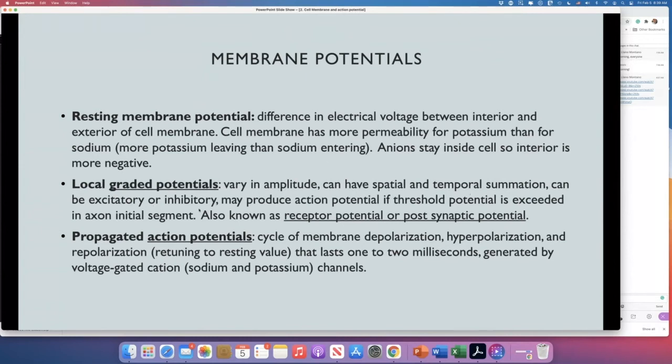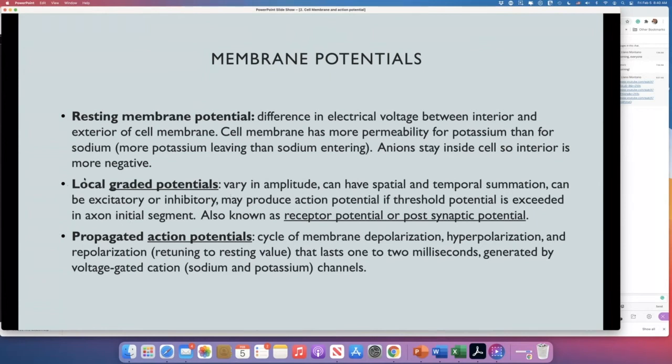This can be excitatory or inhibitory. When they are excitatory, we can use another word for excitatory: they can be depolarizing. We're going to see why. We're going to see examples in a little bit. Or they can be inhibitory or hyperpolarizing. And after the summation of all of these excitatory and inhibitory potentials, they may produce an action potential if the threshold for the action potential is reached and exceeded in the axon hillock or axon initial segment.